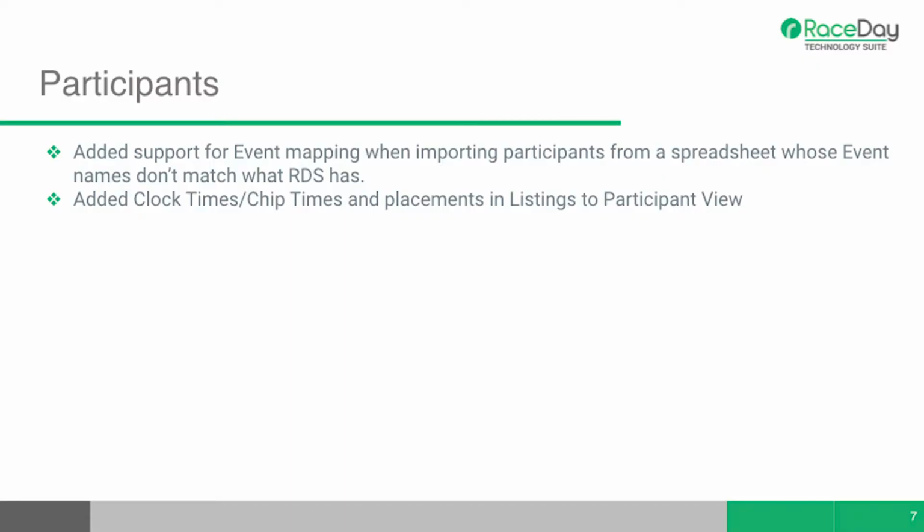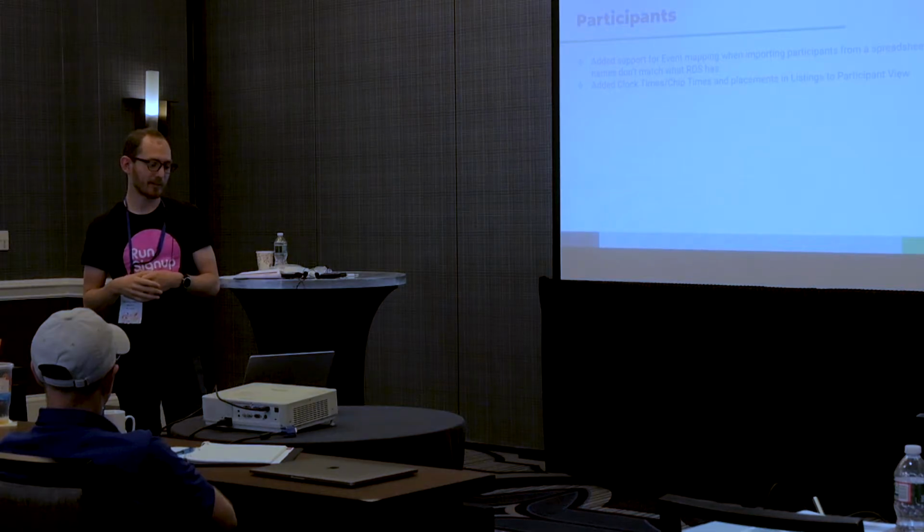So moving on for participants. We've added support for event mapping when importing participants with a spreadsheet when those event names don't match. So we just improved this. If I have a spreadsheet where I have 5K, 5 space K, 5 capital K, K, I can map those all to my 5K when I import.